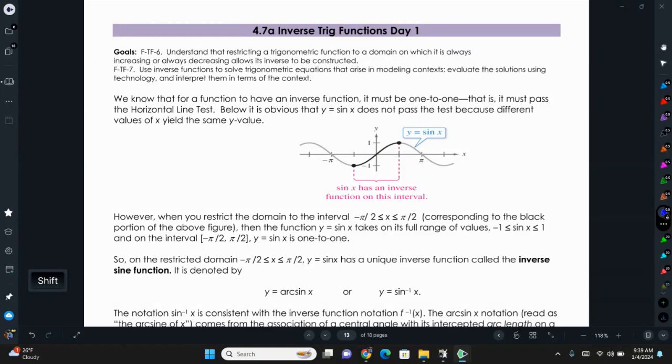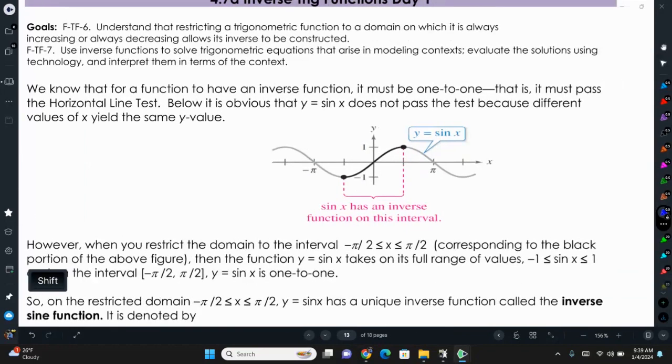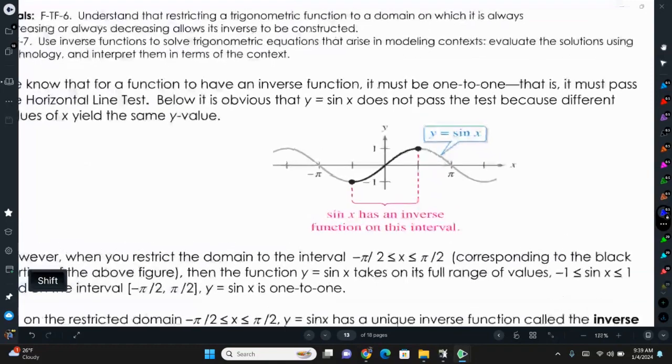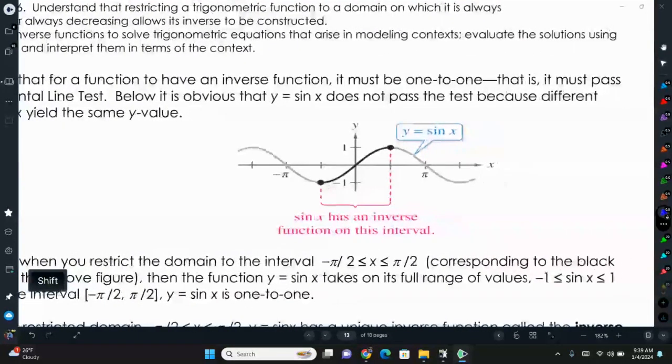And one of the ways that we did that was we said if our original function passed the horizontal line test, then that means our inverse would pass the vertical line test, and therefore the inverse would be a function. Well, if we look at the sine graph, y equals sine of x right here, this does not pass the horizontal line test. So that means its inverse is not a function unless we restrict the domain. And that's what you see right here.